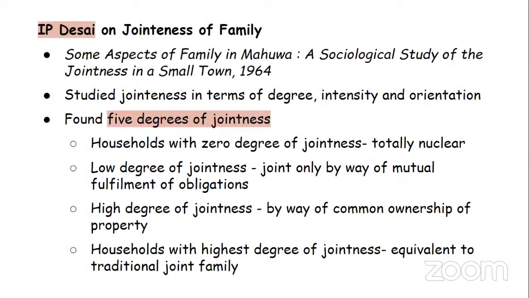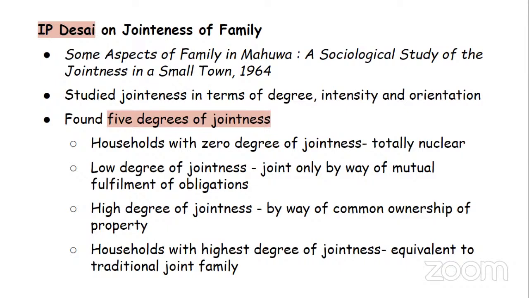Then I.P. Desai also talked about jointness of family. He talked about this topic mainly in his book, Some Aspects of Family in Mahua, a sociological study of the jointness in a small town. So he talked about the jointness of family mainly through this book. Desai studied the jointness of family in terms of degree, intensity, and orientation. So he studied the jointness of family based on these three terms: degree, intensity, and orientation.